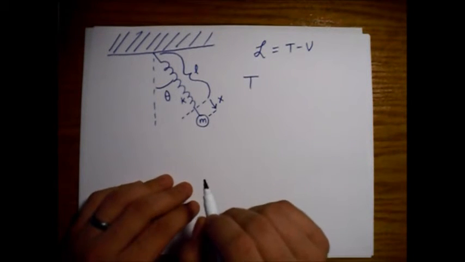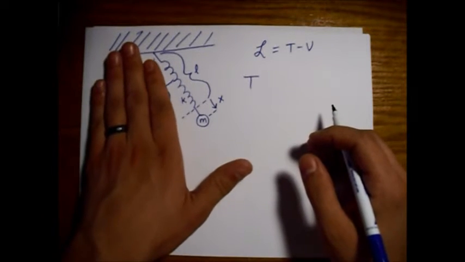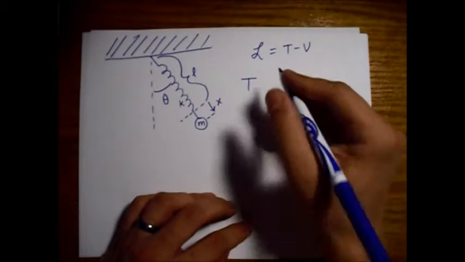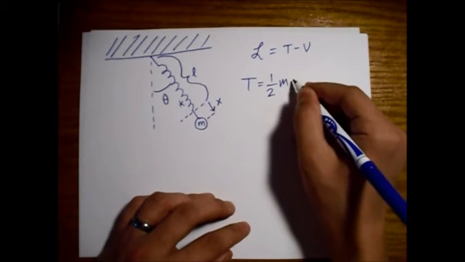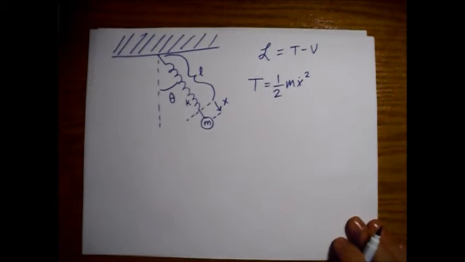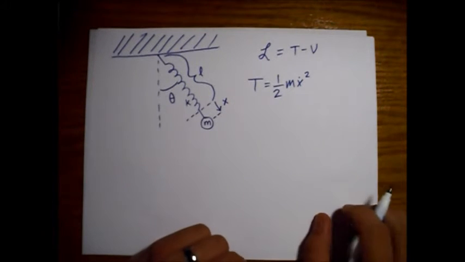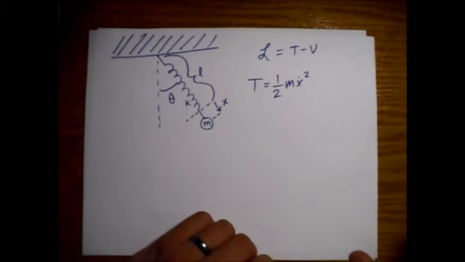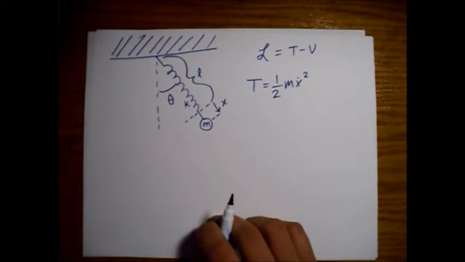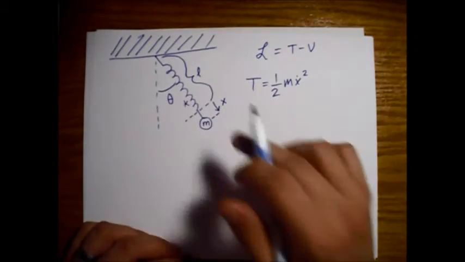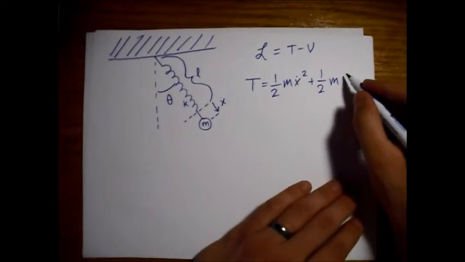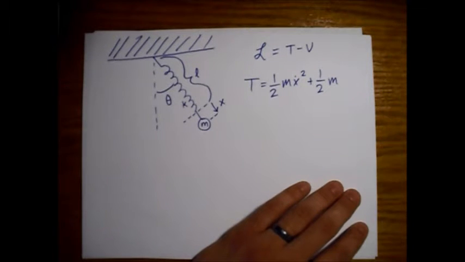If we were to hold theta constant, we would have kinetic energy just in this x direction. So that one's fairly easy: 1/2 m x dot squared, the velocity in the x direction squared. And if we were to hold x constant, not at 0 but at some constant, we would have a kinetic energy due to the swinging of the pendulum. So that's just going to be a 1/2 m, and the velocity here is just r theta dot.